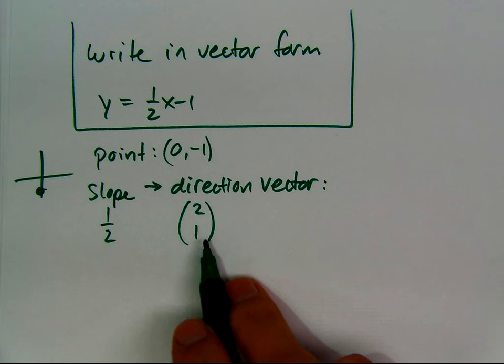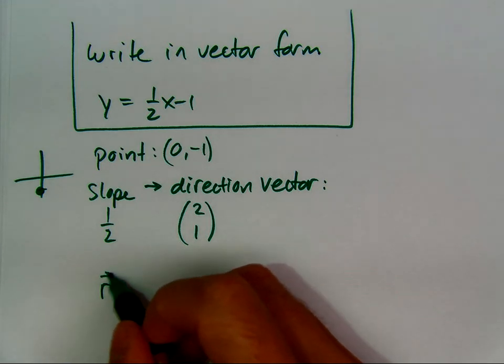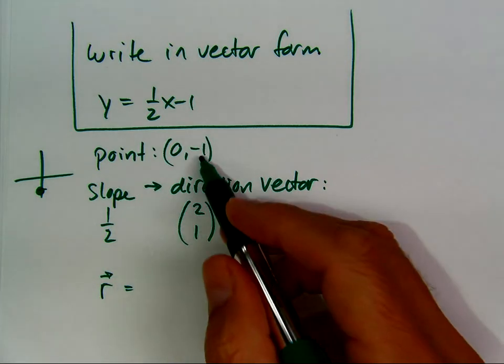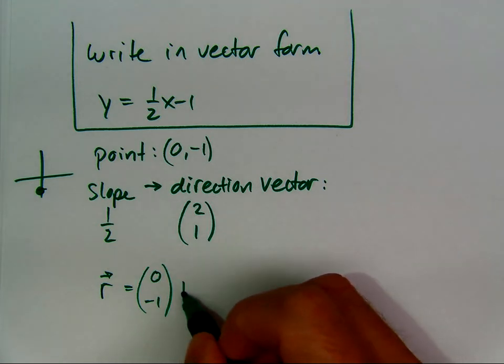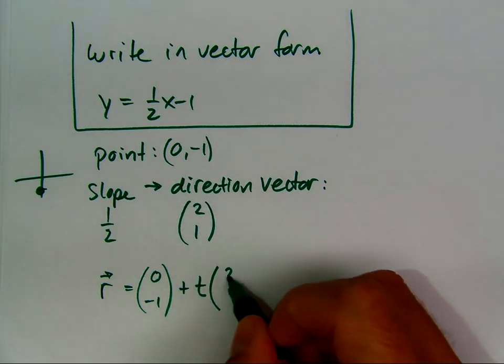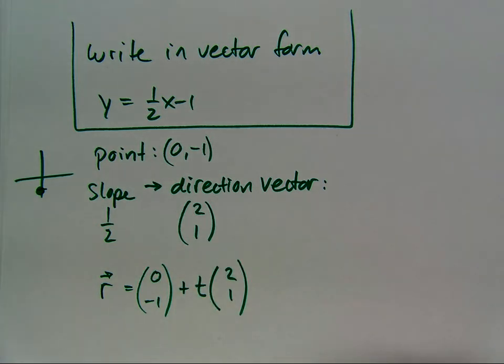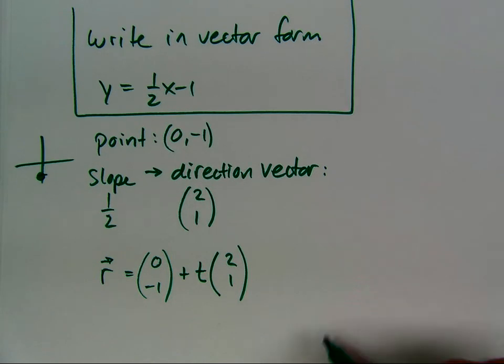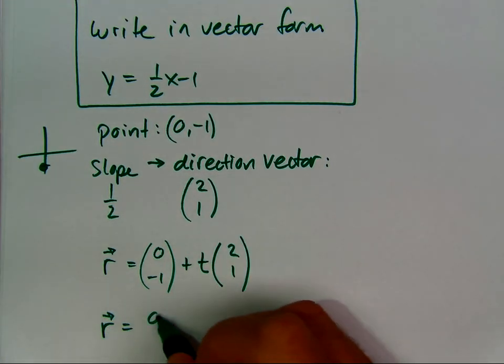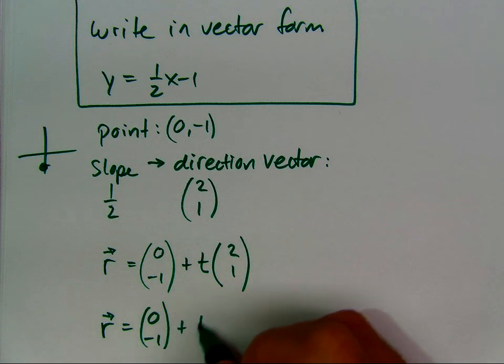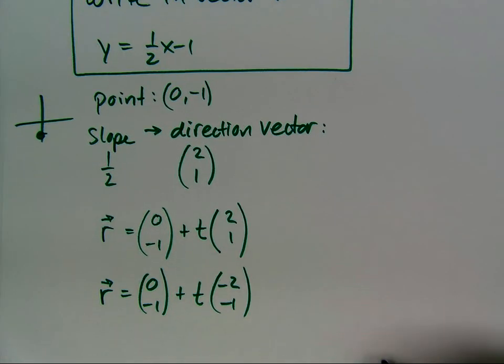And now we just fill in the point as a position vector, give it a parameter, and we can write it like that. We can also write it like this. That would be the same. That would be the same line.